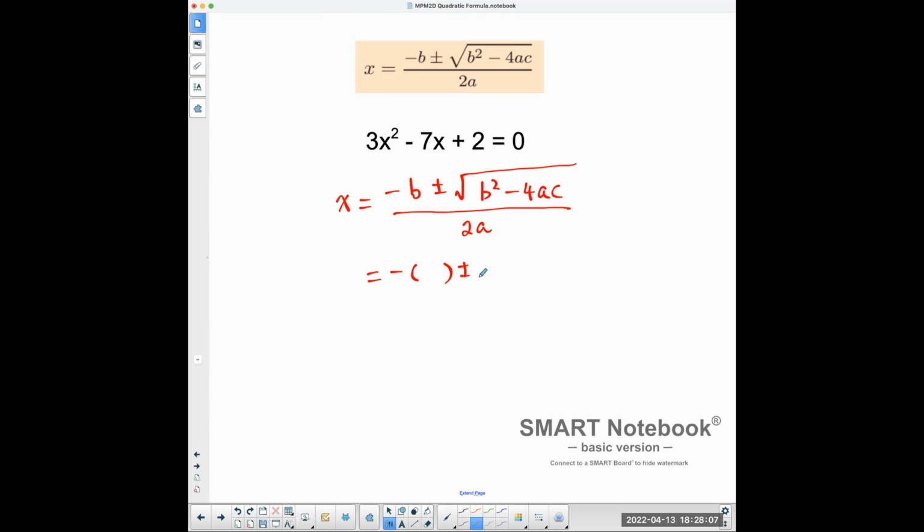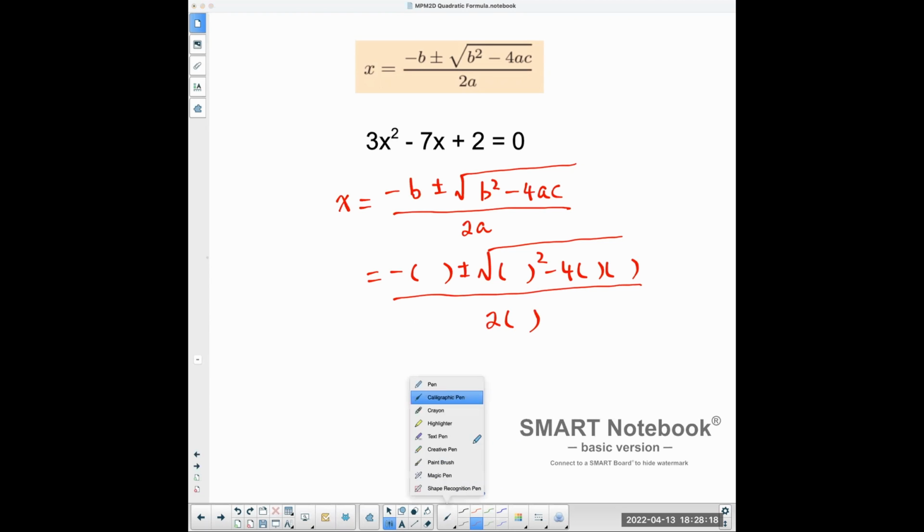Many times I will do this: I'll put in a bracket anytime I see a letter. This way it ensures I'm going to include all the signs correctly. Then I'm going to find what's a, b, and c in this particular scenario. A is what's in front of x squared. So a in this case is equal to 3. What's b? Well, b is the number that's in front of the x. So in this case it's -7. The c value is the number all by itself. So it's going to be positive 2.